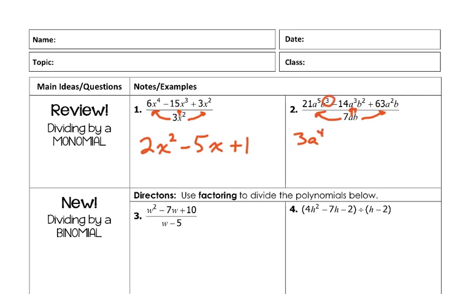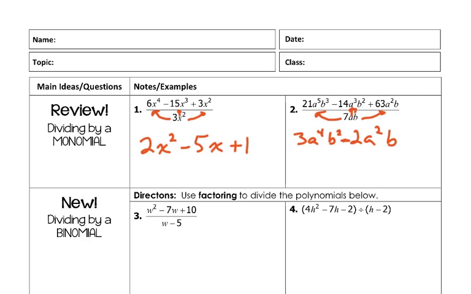b to the 3rd divided by b to the 1st. Looking down below, that gives us b squared. On to the next term, negative 14 divided by 7 gives us negative 2, so minus 2. a to the 3rd divided by a to the 1st is a squared, b squared divided by b is b.